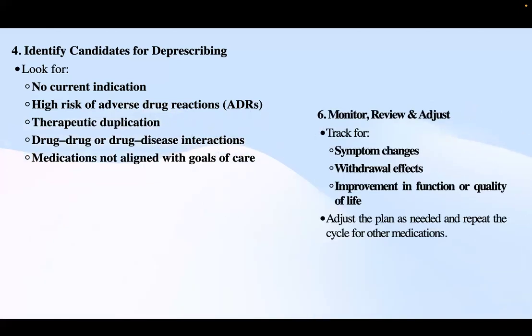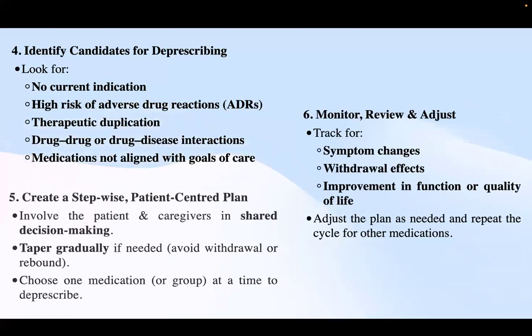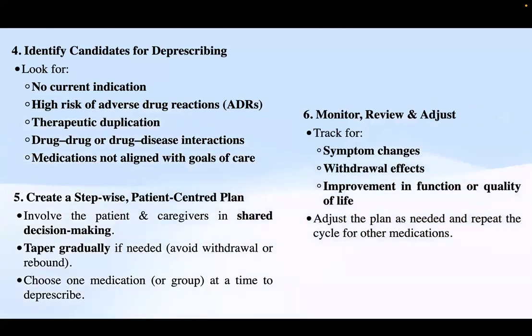Okay. The fifth one is to create a stepwise, patient-centered plan. Involve the patient and caregivers in shared decision making. Taper gradually if needed. Avoid withdrawal or rebound because it gives you some unintended effects which cannot be solved later. So avoid withdrawal, but you can go for tapering.